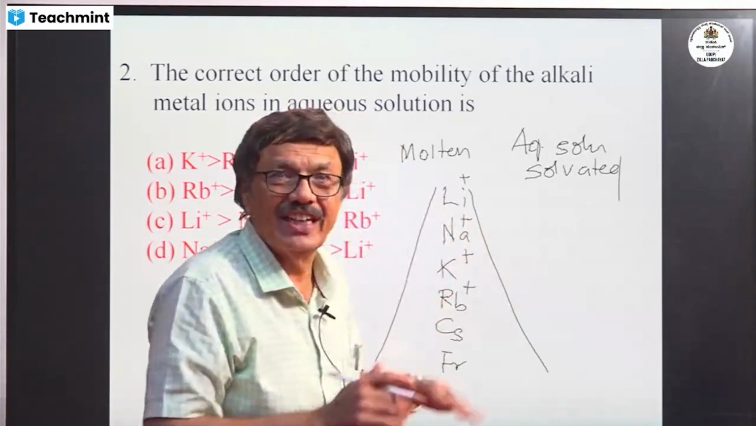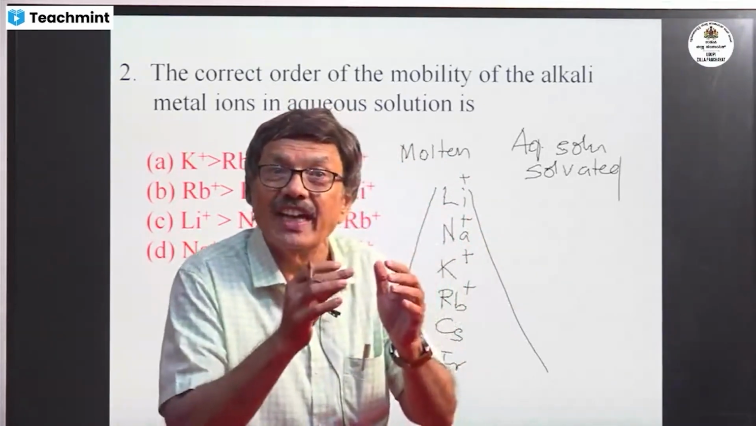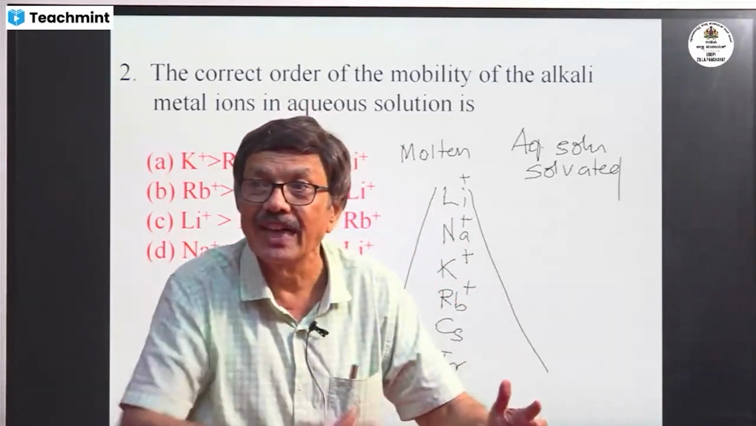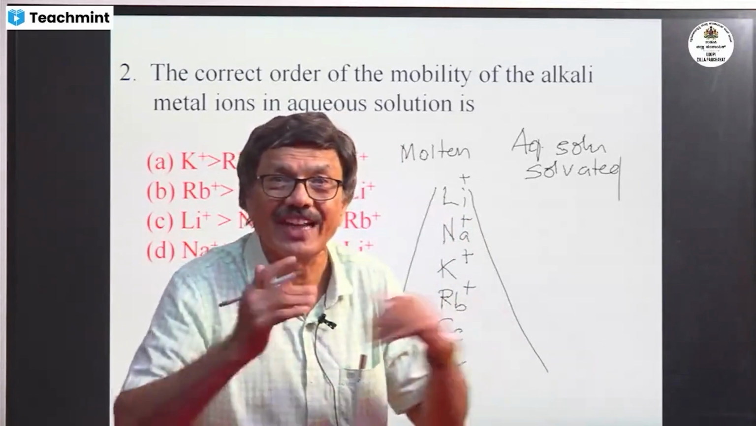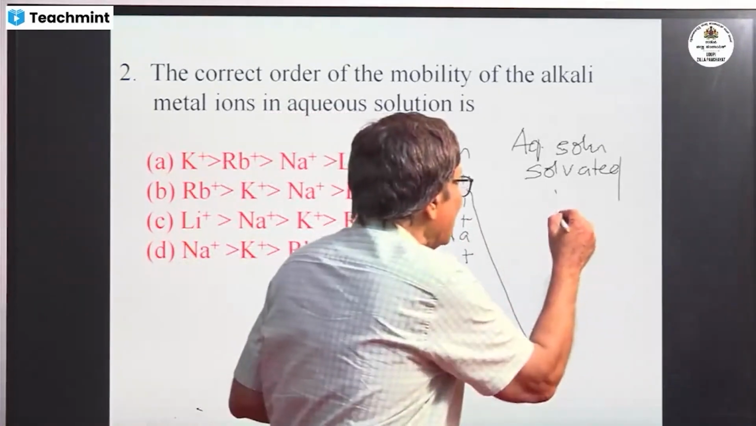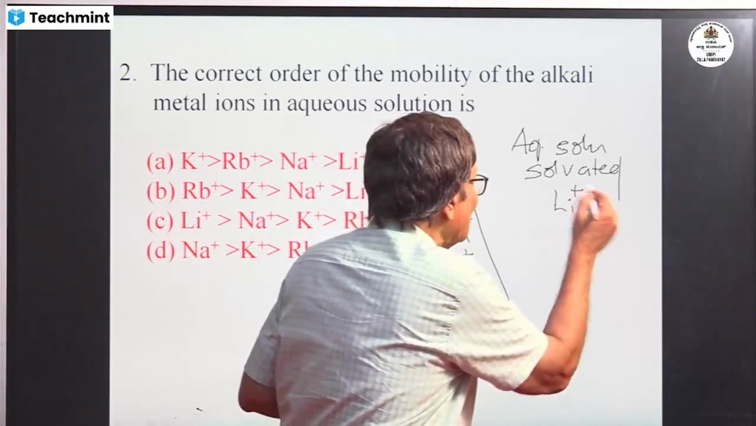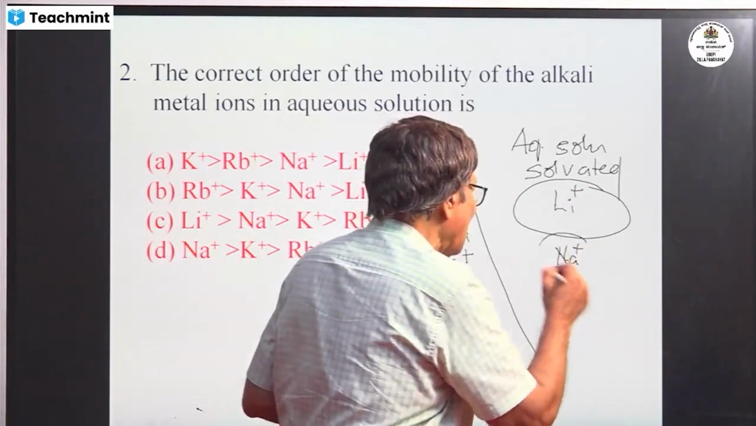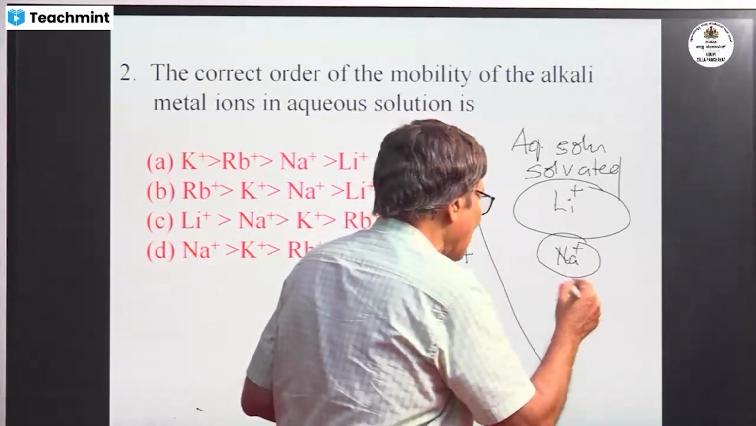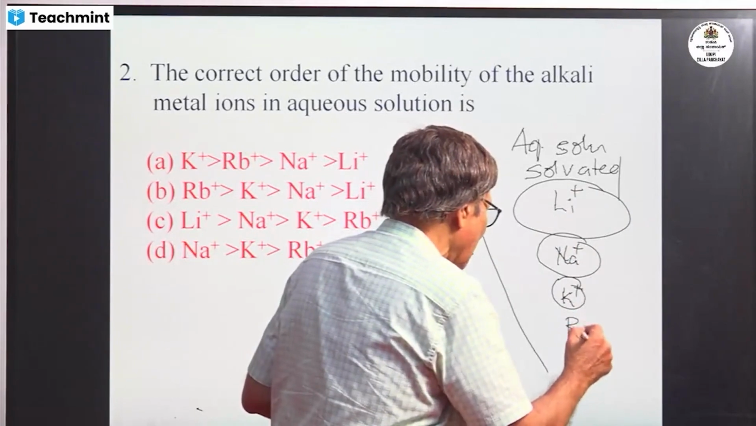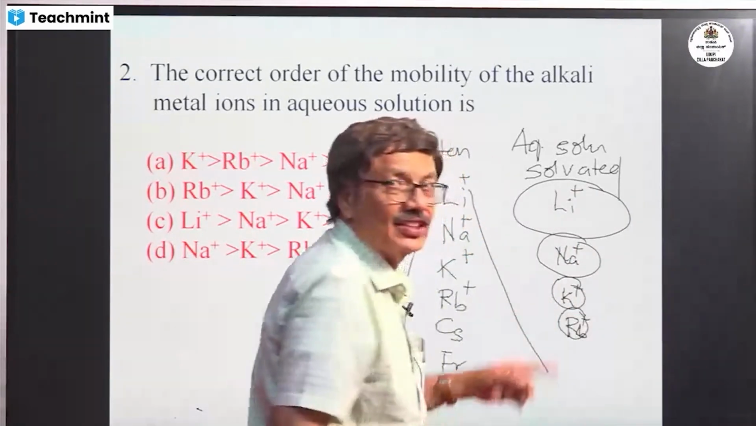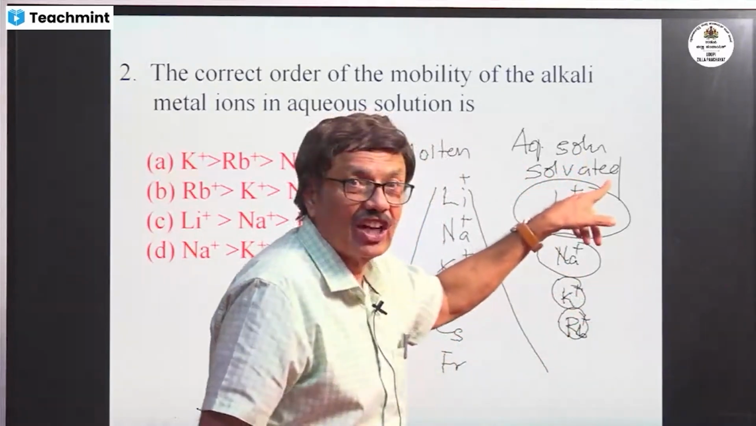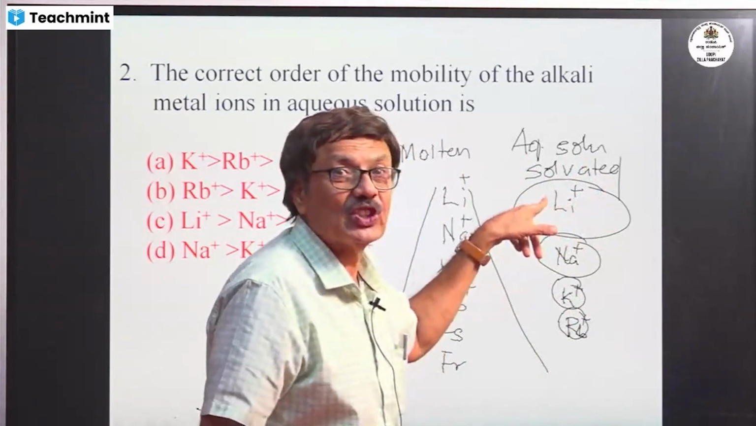Now an ion, when it is solvated, cannot move alone. It has to go along with the water molecules which are attached to it. So compared to these other ions, lithium gets solvated to the maximum extent, sodium gets solvated a little less, potassium still less, then rubidium gets solvated to the least. So comparatively now, in their aqueous solution, because of the solvation, lithium becomes the slowest ion.